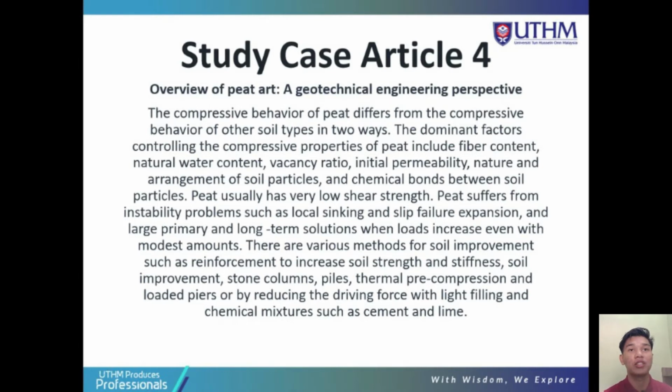Peat usually has low shear strength. Peat suffers from stability problems such as local sinking and slip failure, and large primary and long-term settlement when the load increases, even by a modest amount. There are various methods for soil improvement, such as reinforcement to increase soil strength and stiffness, stone columns, piles, thermal pre-compression and loaded berm, or reducing the driving force with light filling and chemical mixtures such as cement and lime.